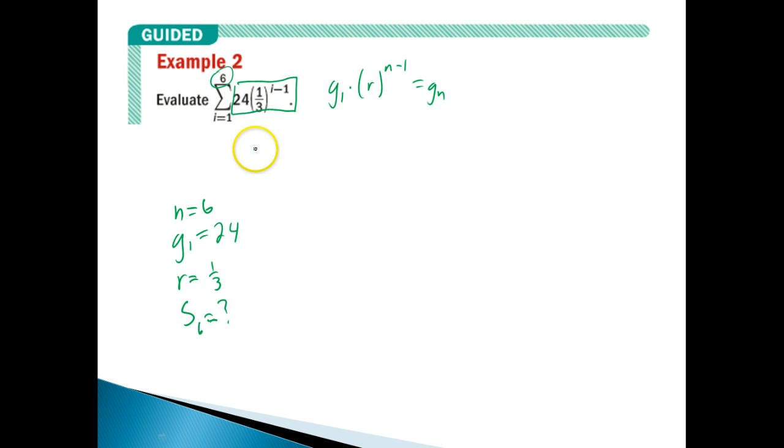So plug 1 in here. That will give us the first term of 24. Then plug 2 in here. That will divide 24 by 3. Then plug 3 in here, 4, 5, and finally 6 is where we're going to stop.